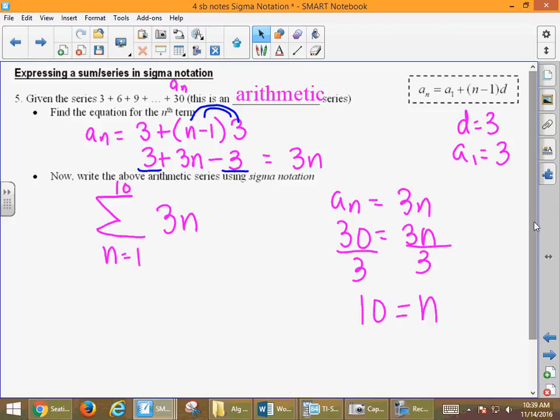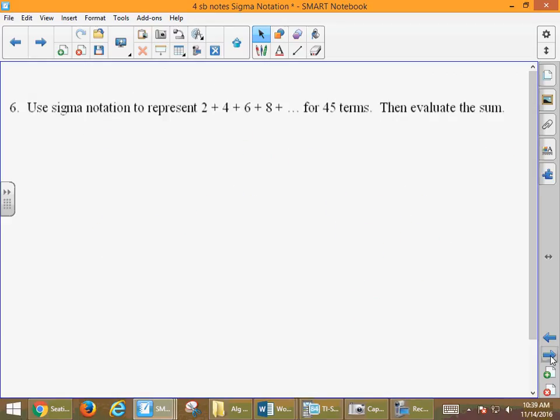Let's try one more here to see if I can explain it a little bit better. Very similar problem. Again, I need a little bit better example, but it will serve its point here. First of all, is this an arithmetic sequence? 2 to 4, 4 minus 2 is 2, 6 minus 4 is 2, 8 minus 6 is 2. It is arithmetic.